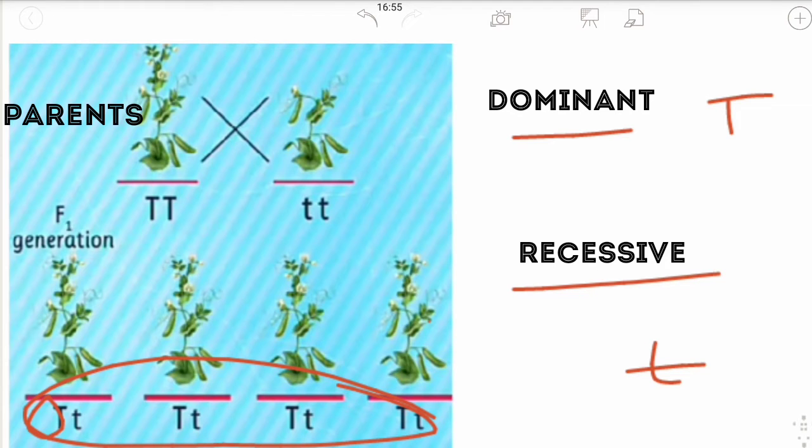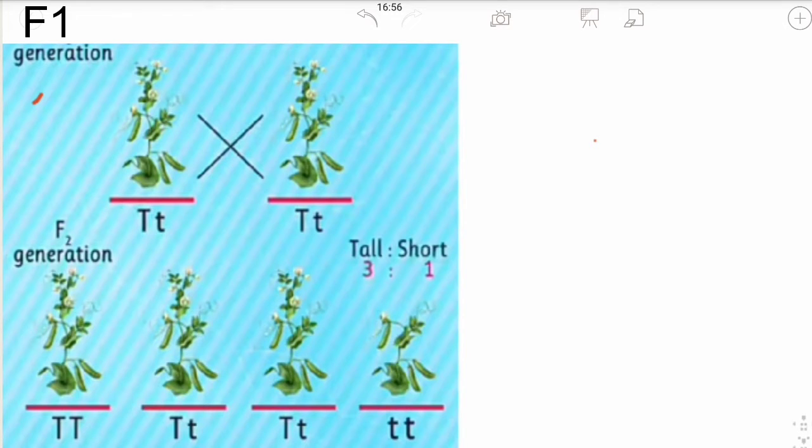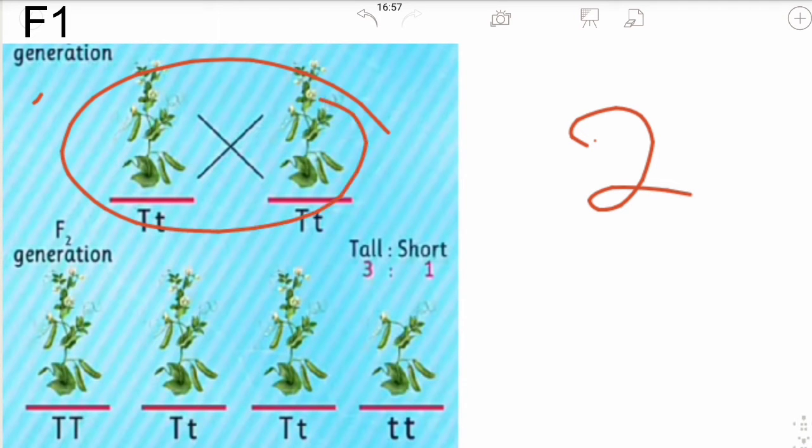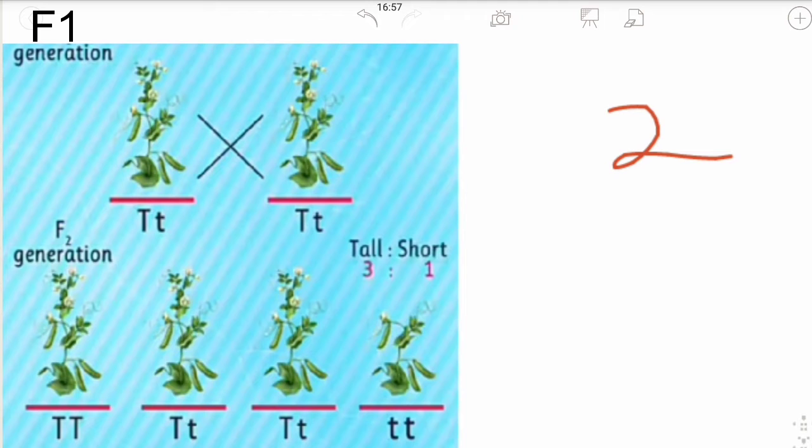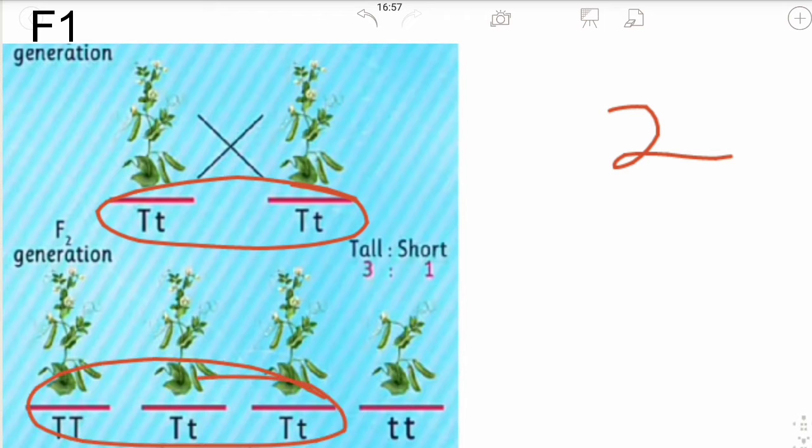So Mendel concluded. We know that in the F1 generation all were tall. So he took two tall plants from the F1 generation and decided to cross them. Then, surprisingly, he found that three were tall and one was dwarf, in the ratio of 3:1, in the F2 generation.